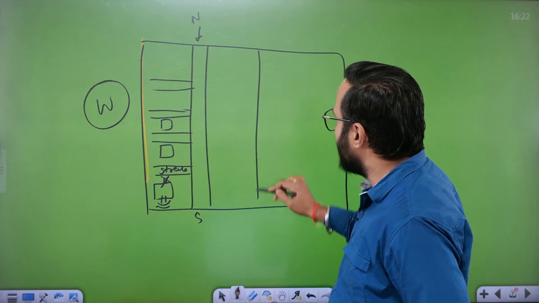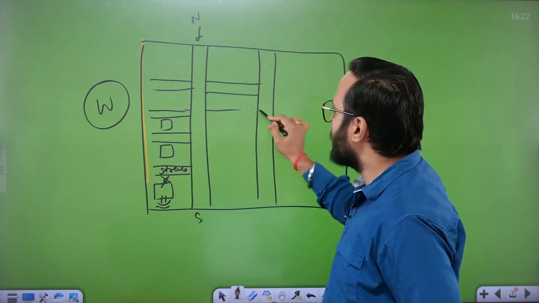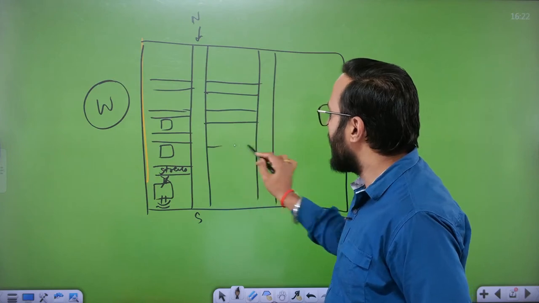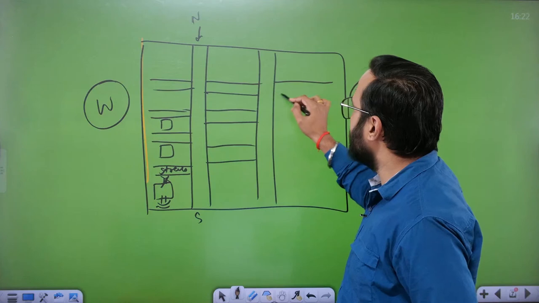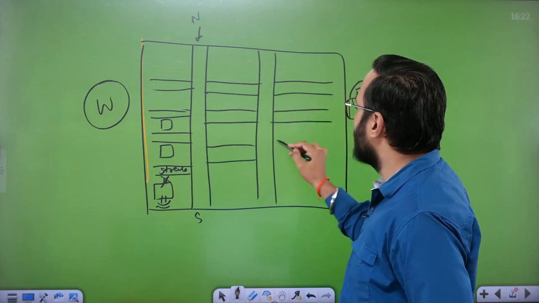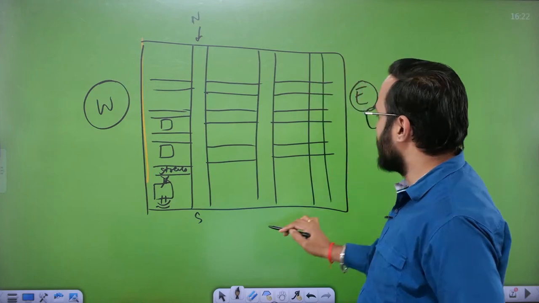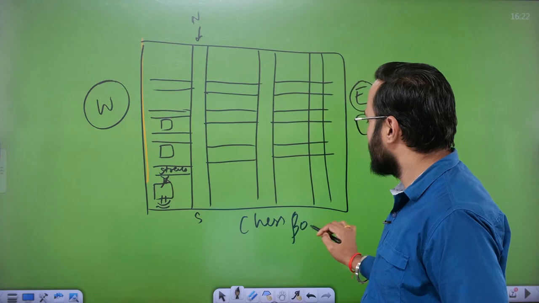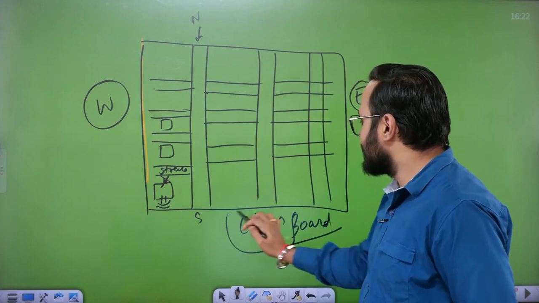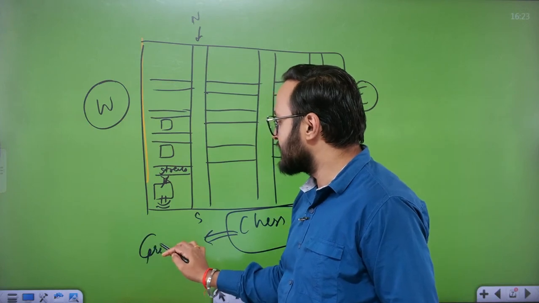Now this construction pattern was repeated. And this is why we got the appearance of what? We got the appearance of a chessboard. This is what we call the grid pattern.